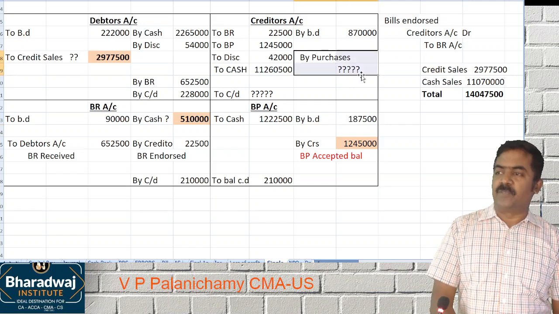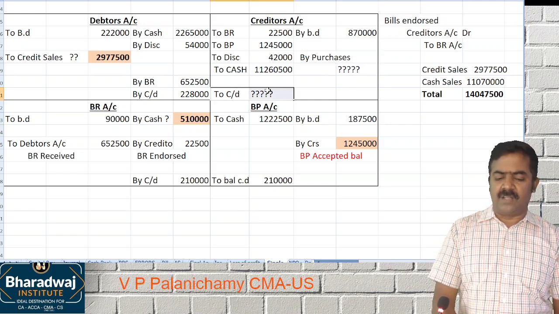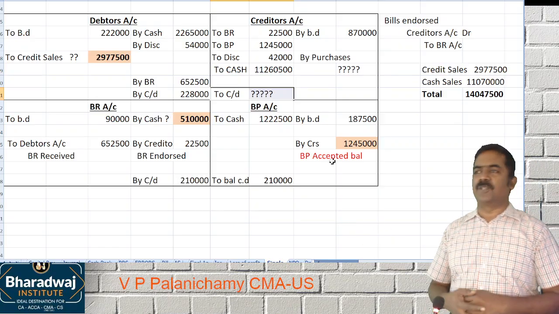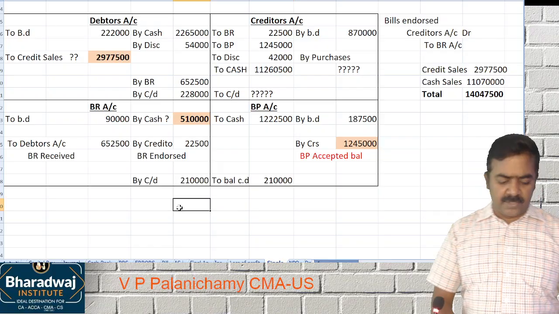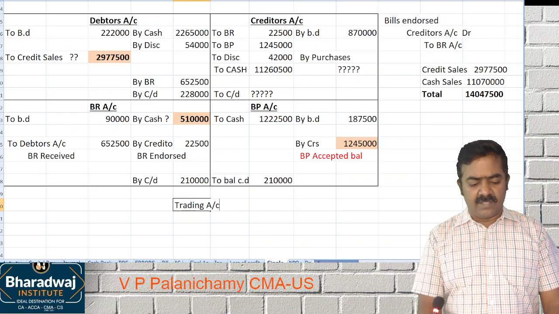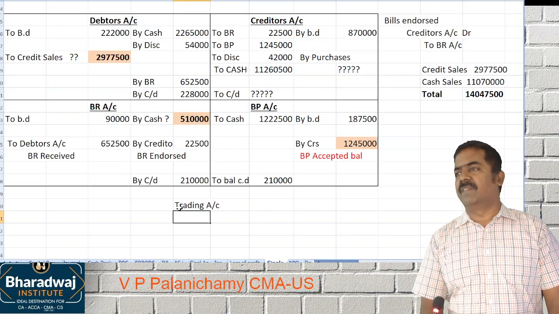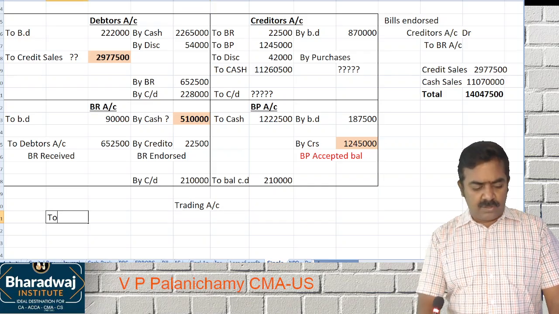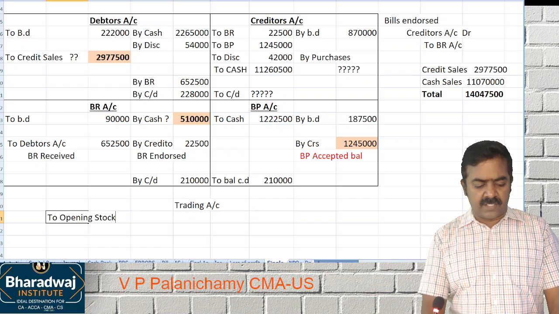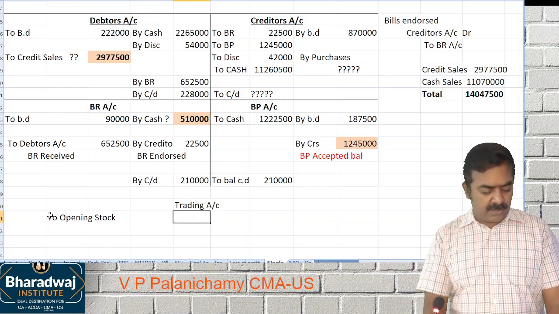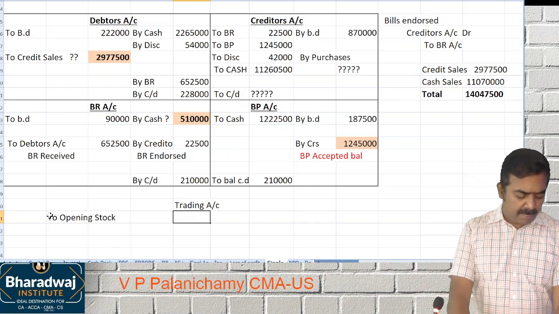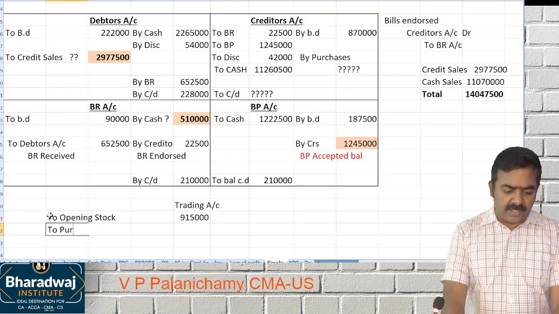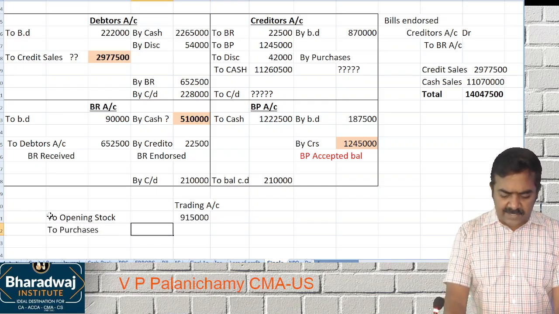It is not possible to find out both purchases as well as closing balance as a balancing. Closing balance is not given, purchase also not given. So what to do? Simple, prepare a trading account. Gross profit ratio is given. Opening stock is given in the opening balance sheet. What is the opening stock available? 9,15,000 available. Purchases we will find as a balancing.